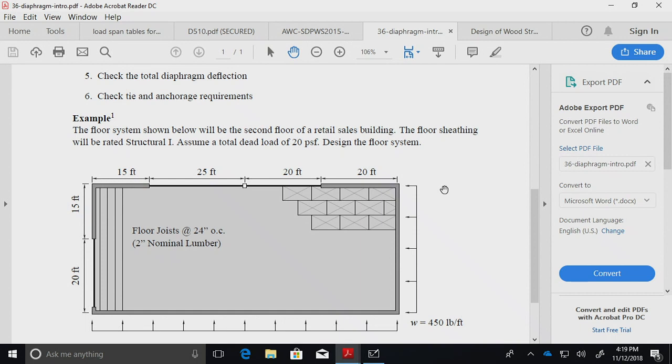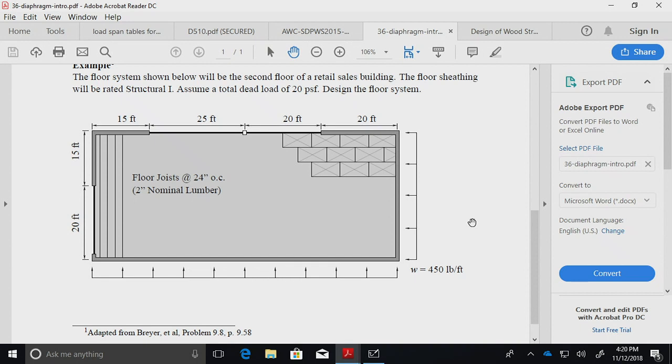So the joists in the floor are spaced at 24 inches on center, and the panels have been placed with the grain direction perpendicular to the joist, or we can say it's placed in the strong direction. The floor sheathing will be rated Structural 1. We assume a total dead load of 20 psf. And the live load can be defined from ASCE 7, a minimum live load. So we're going to design the diaphragm with a load combination of dead load plus live load.